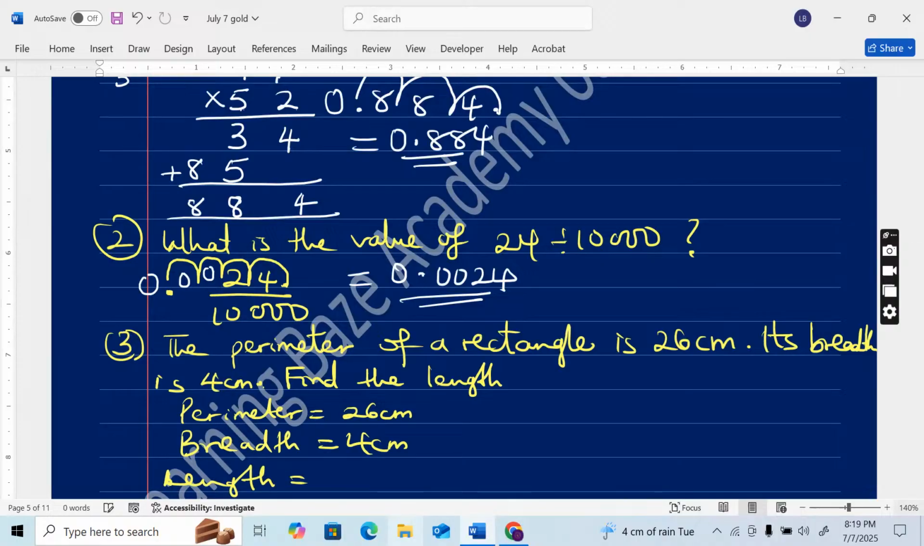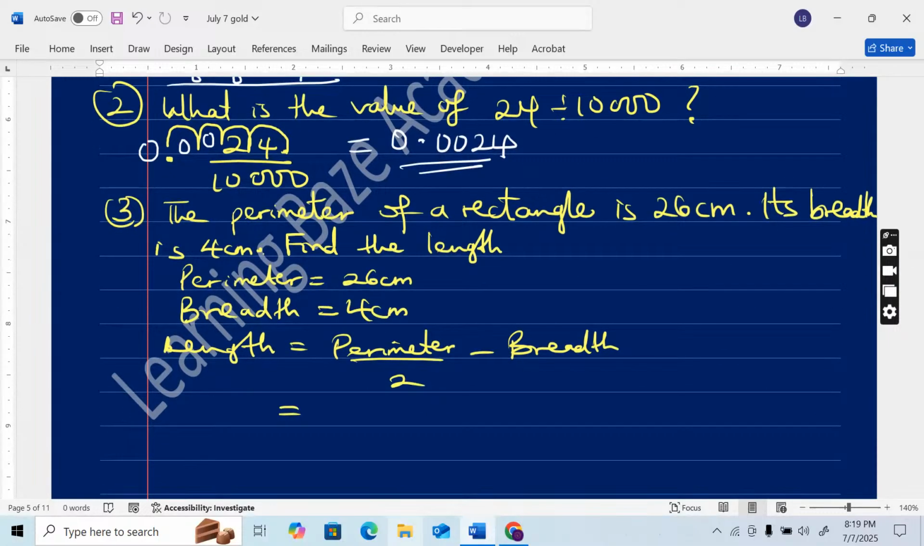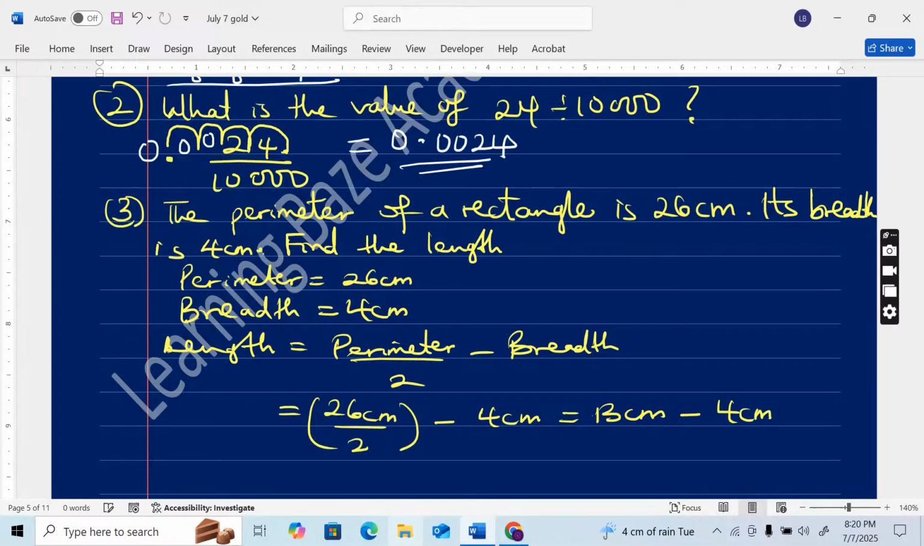Formula for finding the length is perimeter divided by 2 minus breadth. So since the perimeter is 26 centimeters, we are going to divide 26 centimeters by 2, minus 4 centimeters. So that will be 13 centimeters. 26 divided by 2 is 13. 13 centimeters minus 4 centimeters, the answer is equal to 9 centimeters.